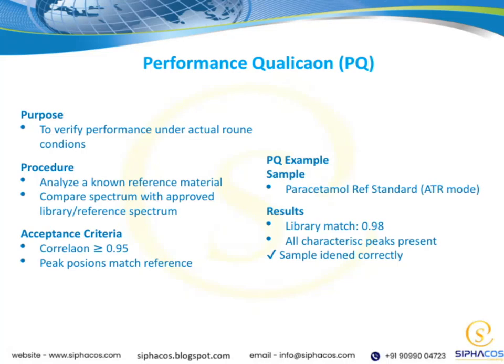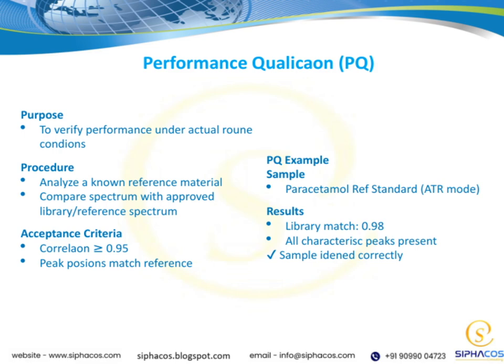Now let's look at this PQ example. We have a sample of paracetamol, and the standard reference was measured using ATR mode. The results show a library match of 0.98, which is quite high, indicating a very close match to the reference spectrum. All the characteristic peaks are present in the sample spectrum, which is a good sign. This means the sample was correctly identified.